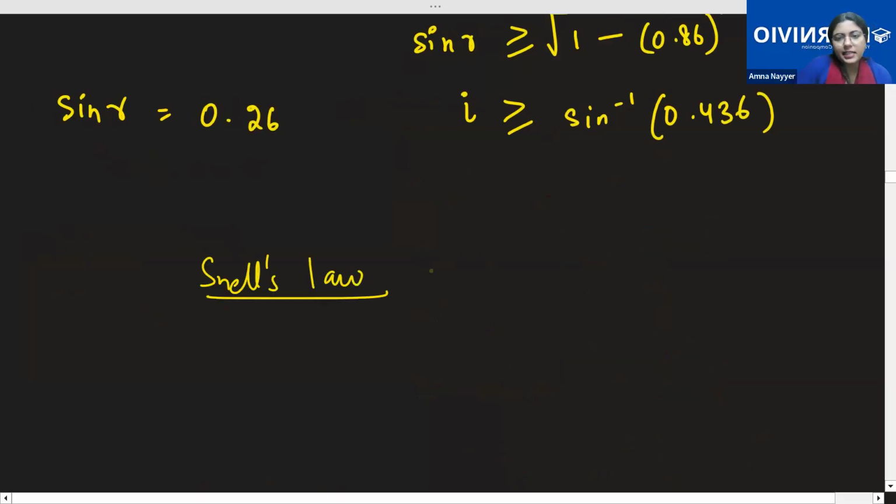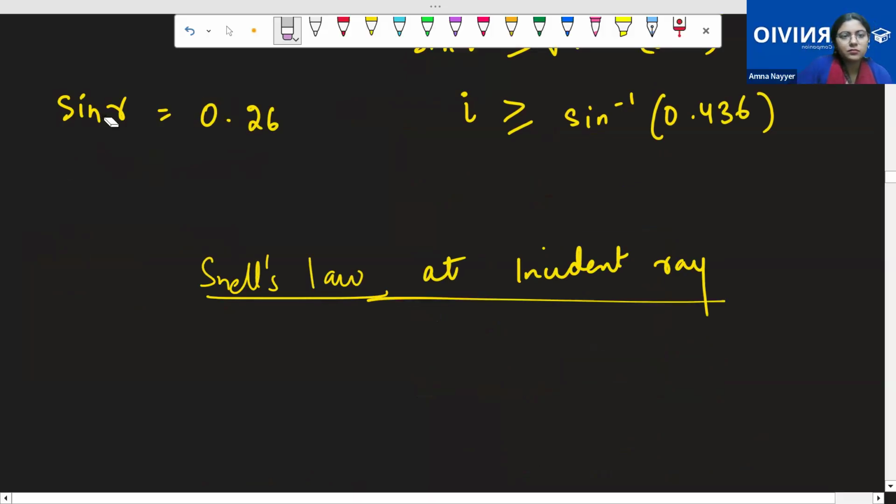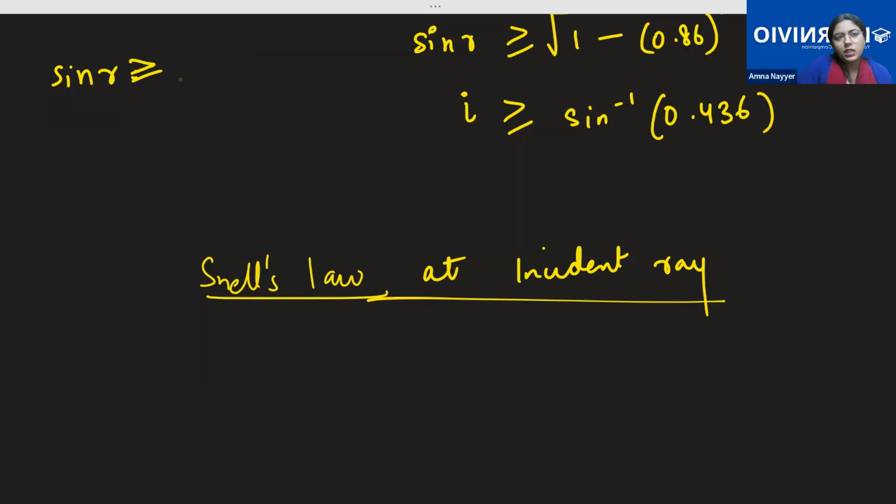Now let's apply Snell's law at incident. Sorry. I'll increase the steps also. Wait. Sine r is greater than or equal to under root 1 minus 0.74. So that's why this sine r is greater than or equal to 0.26.